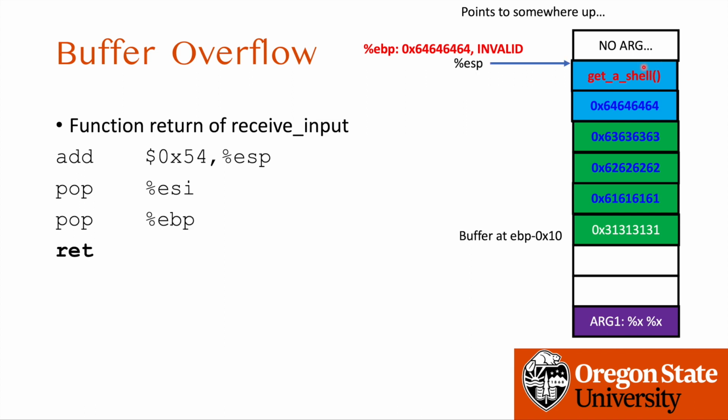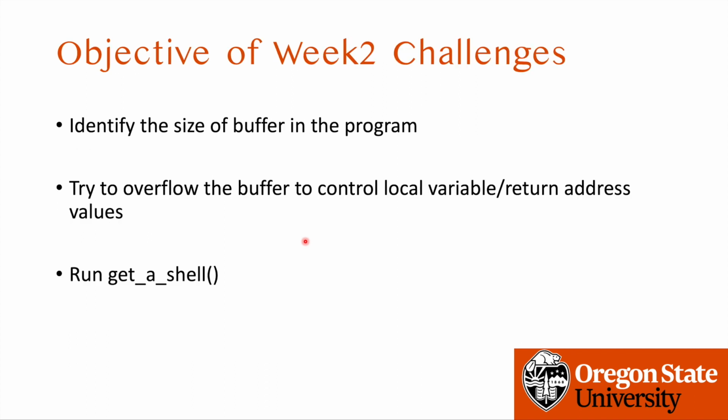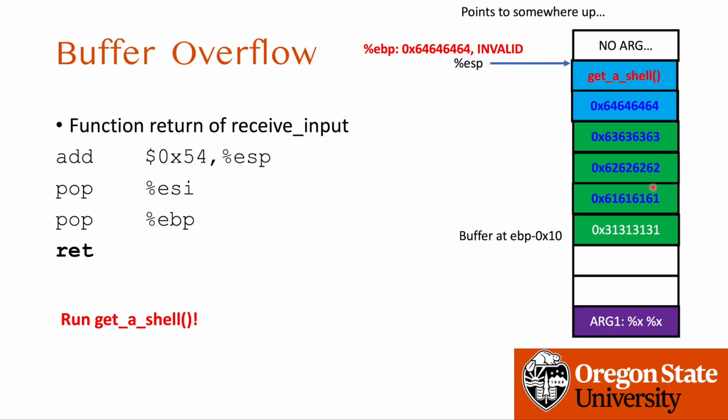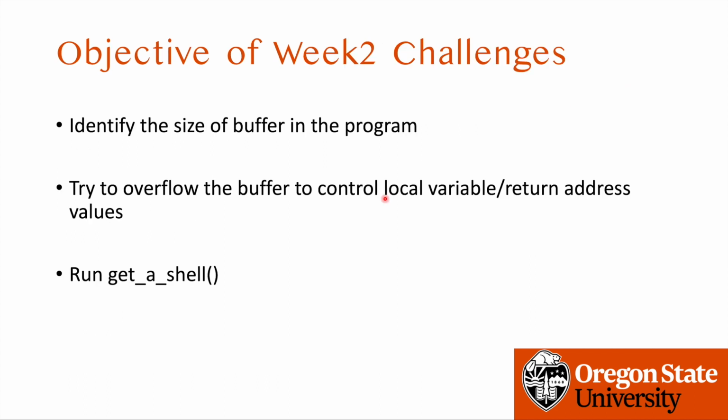And where does it return to? It returns to the function address, to get shell, and finally it will run this function instead of returning to the original point that the main function has. So the main objective of the challenges for week 2 is that you need to identify the size of the buffer in the program, and then try to overflow the buffer to control either local variables or the return address, and then run the get shell function to inherit the privilege and then read the flag.